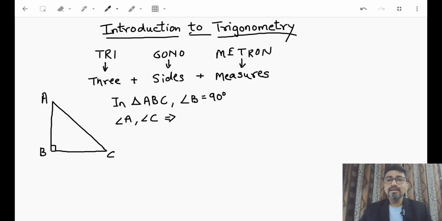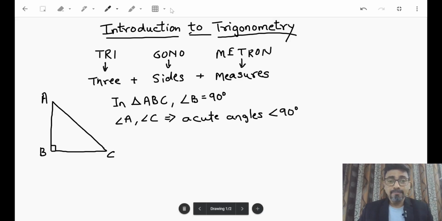In a right angle triangle, the other two angles apart from the right angle, apart from the 90-degree angle, are both acute angles. What do we mean by acute angles? Angles which are less than 90 degree. So, while we have angle B as 90 degree, but angle A and angle C are going to be less than 90 degree, right?